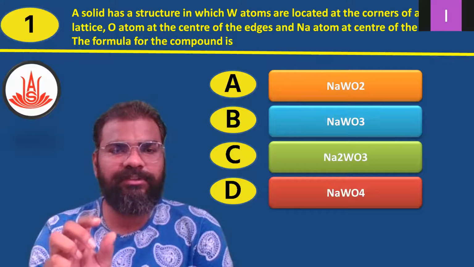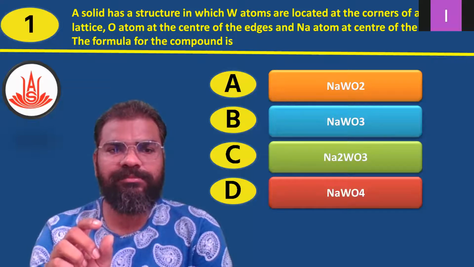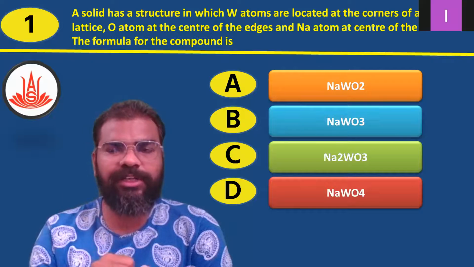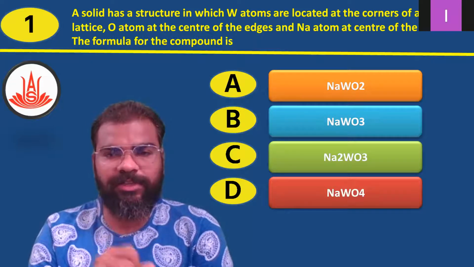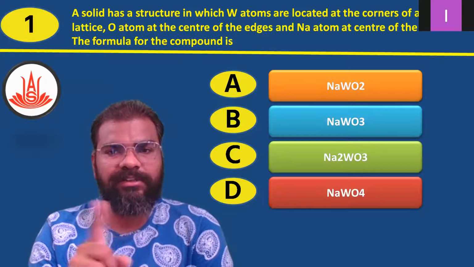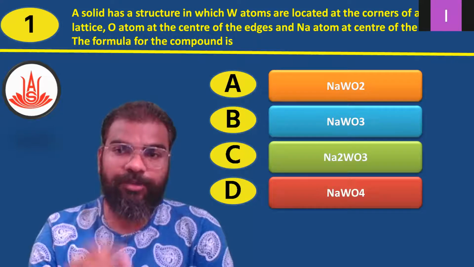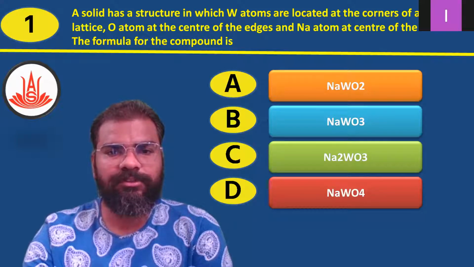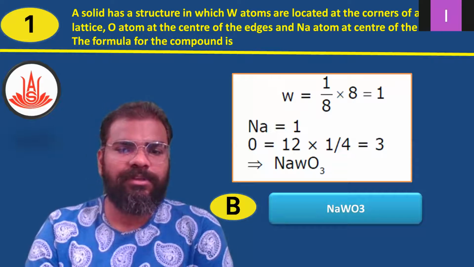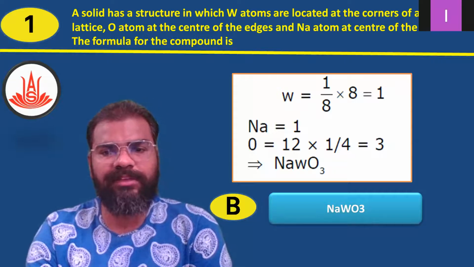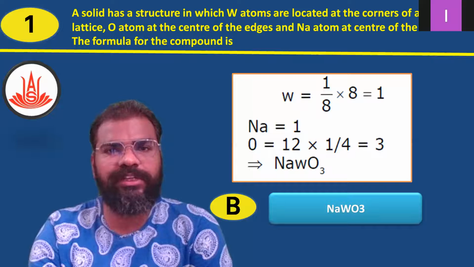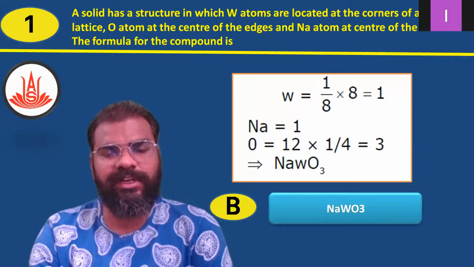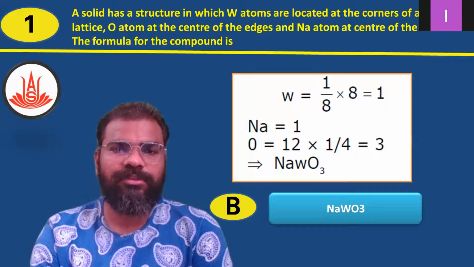Once again, the question is very clear. W atoms are located at the corners of the cubic lattice, O atoms at the center of the edges, and the sodium atom at the center of the cube. We need to find the formula of the compound. For the same, option B, NaWO3, is the correct option. How?